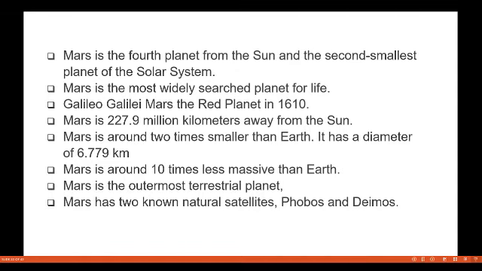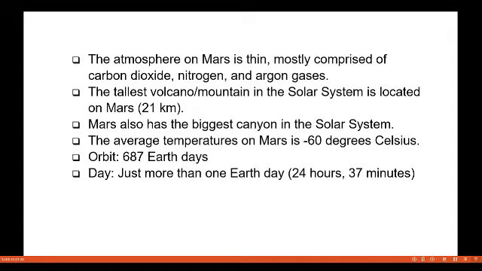So, earlier also I have referred to the diameter of Mercury, Venus, and Earth. All those comparisons are in relation to the Sun. Mars is around 10 times less massive than Earth. Mars is the outermost terrestrial planet. Mars has two known natural satellites, that is, Phobos and Deimos. The atmosphere on Mars is very thin, mostly composed of carbon dioxide, nitrogen, and argon gases.